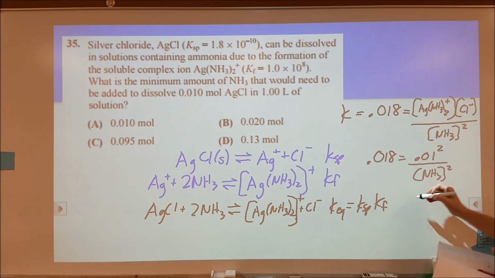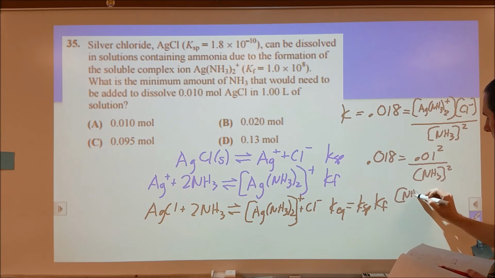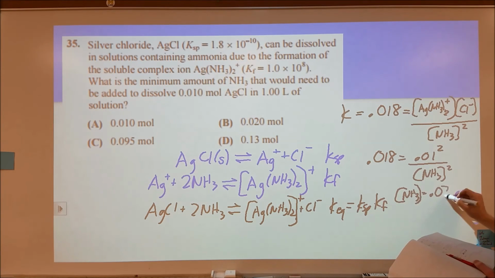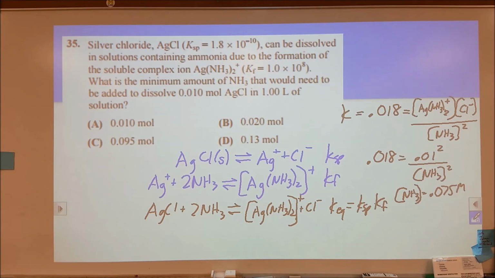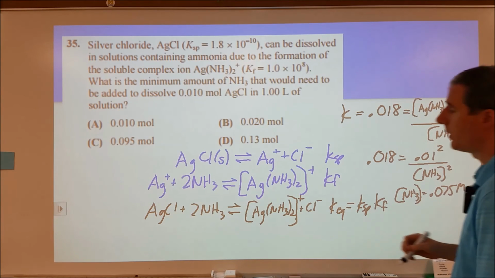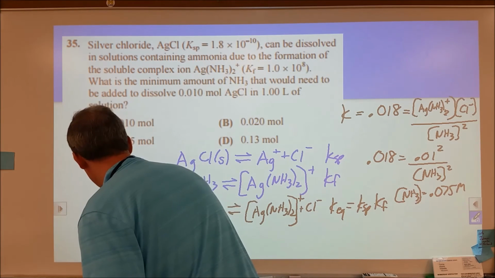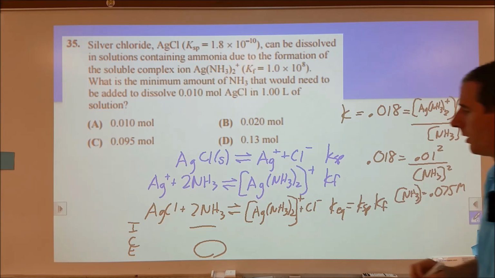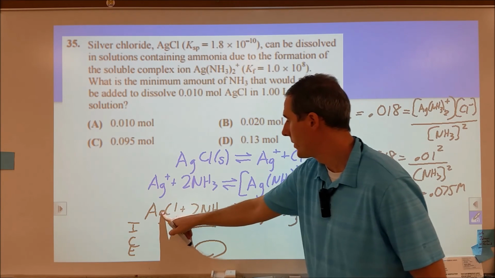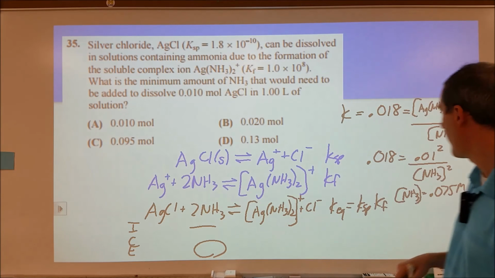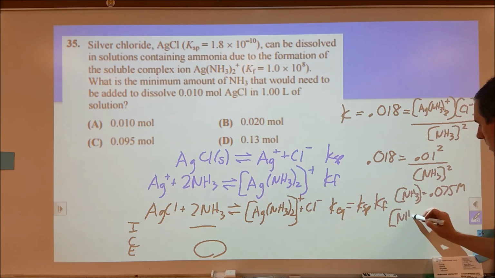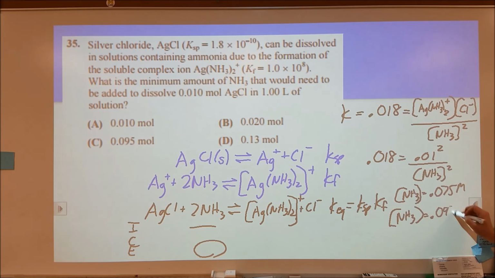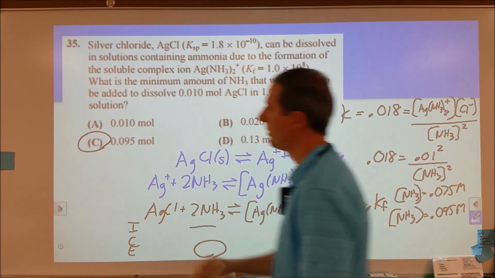Okay, so when we solve for this ammonia, it turns out to be 0.075 molar. So it's going to be 0.075 moles. However, that's at equilibrium. So if we think of this in terms of an ice chart, the value I just got was the equilibrium value. I want to know now what the initial value would be. And so for every 0.01 of this that reacts, it requires 0.02 moles of that. And so our actual initial value is equal to 0.095 moles or 0.095 molar. And so therefore C is our answer to 35.